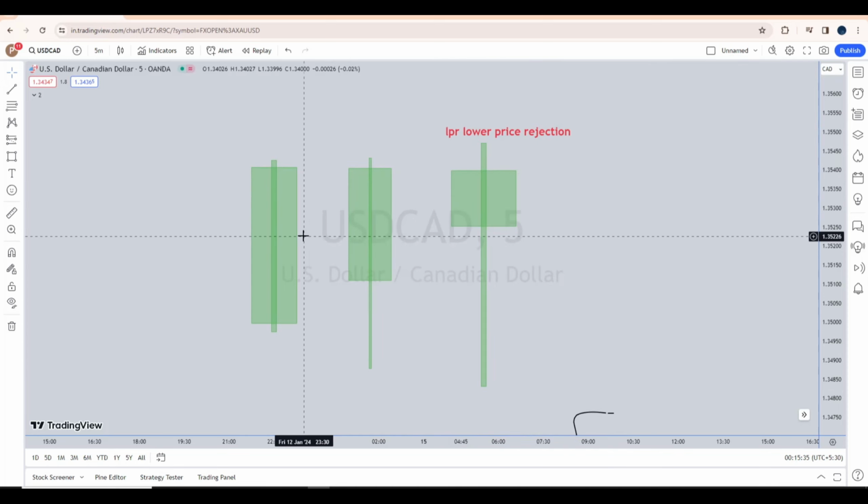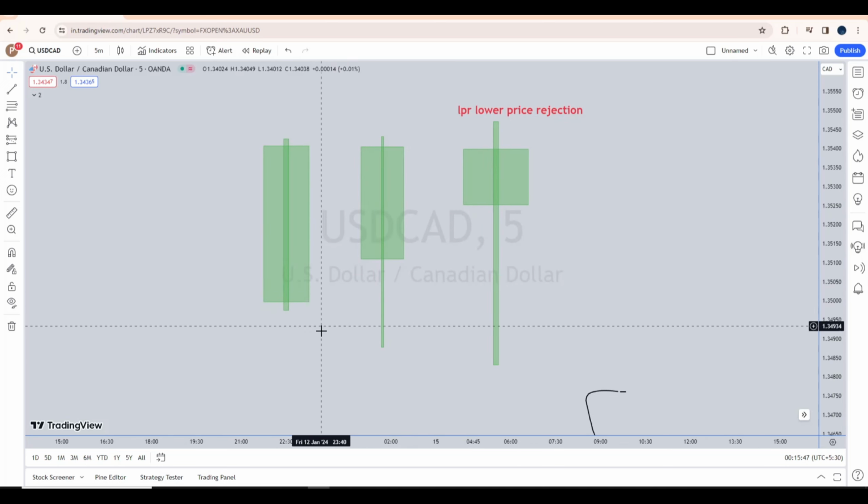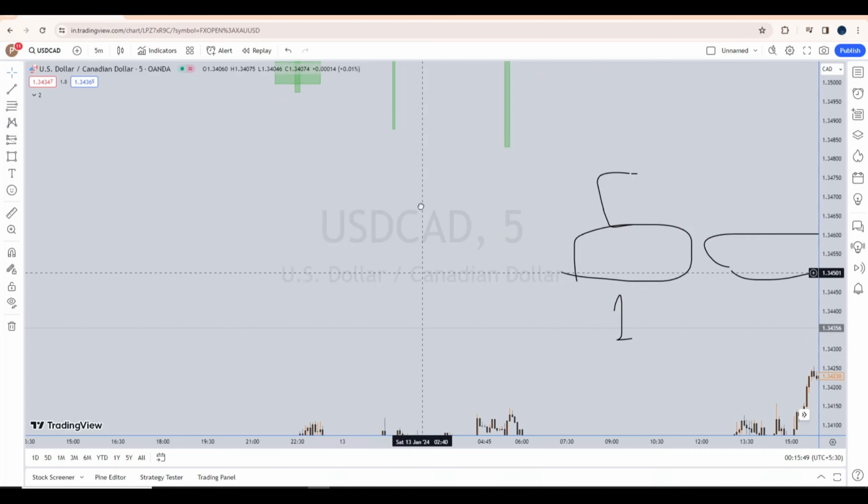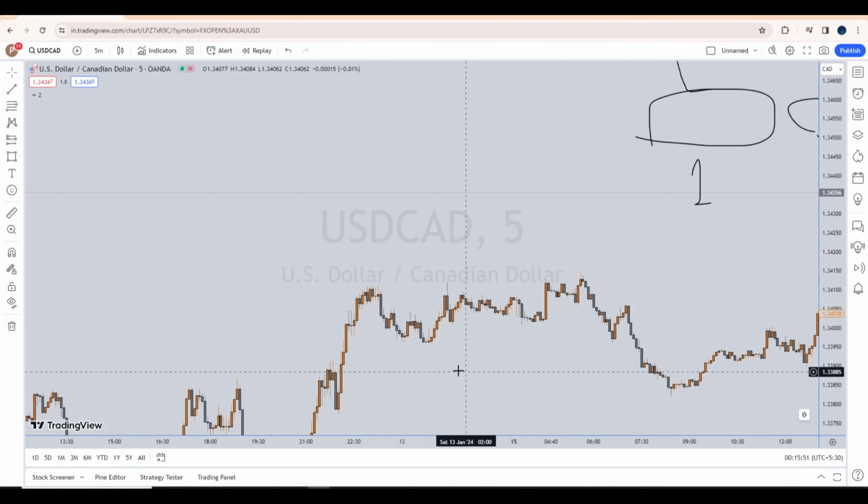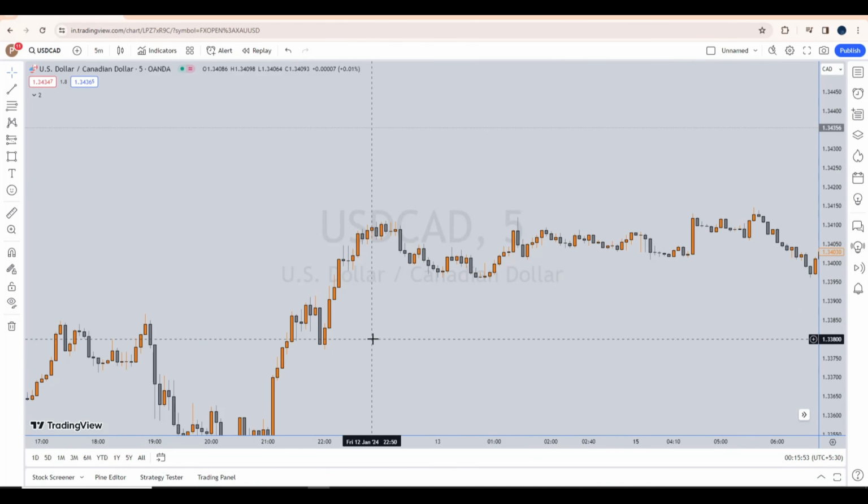If you combine the first and the third candle, it becomes an LPR plus power candle, in which you can see both the body and the wick are big. So first let's see a power candle example. Let's go to the chart and let me show you.